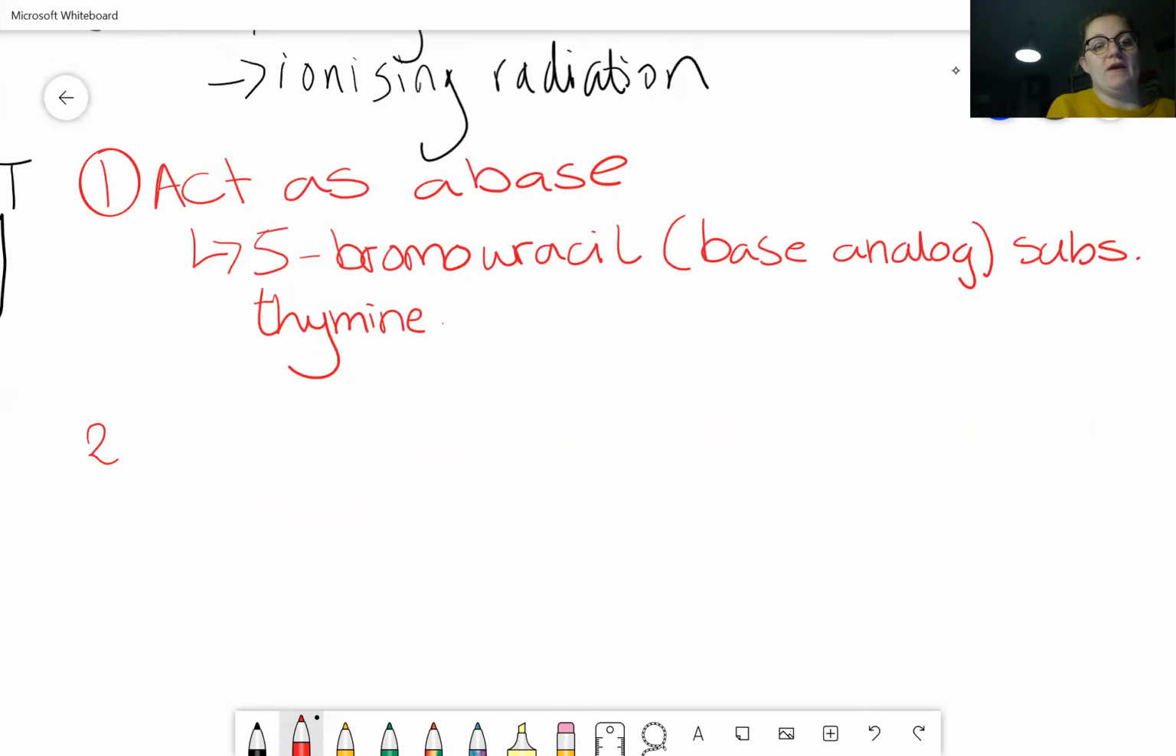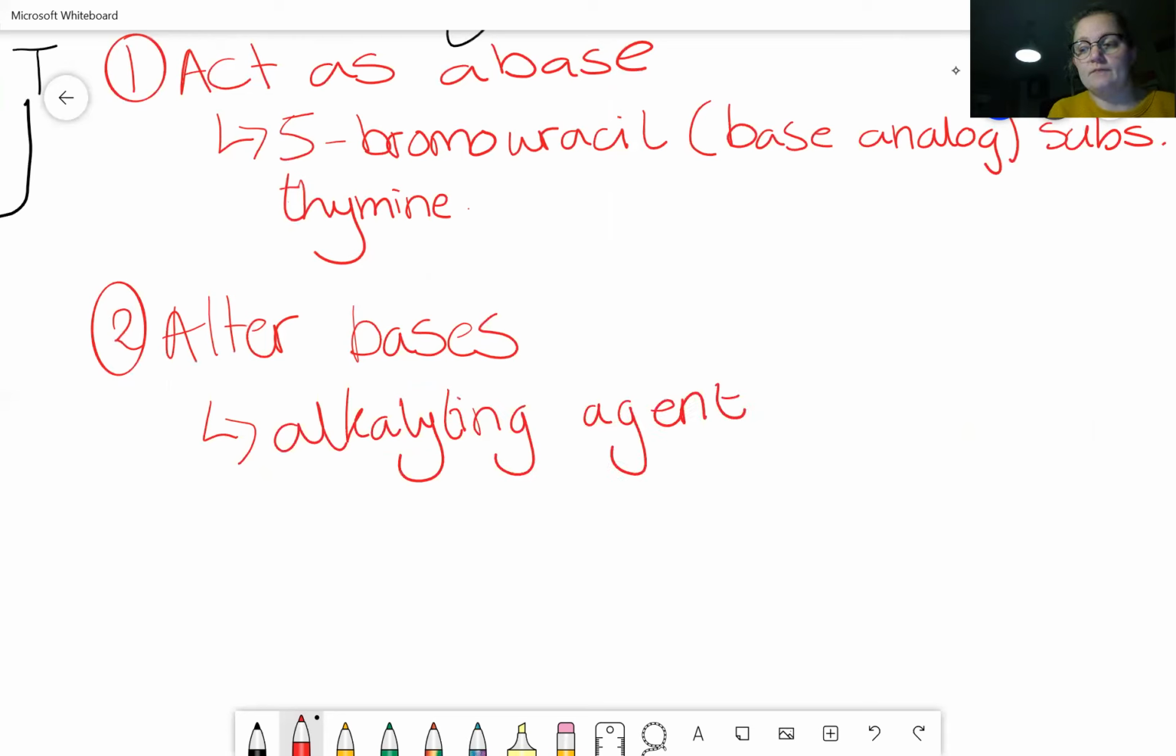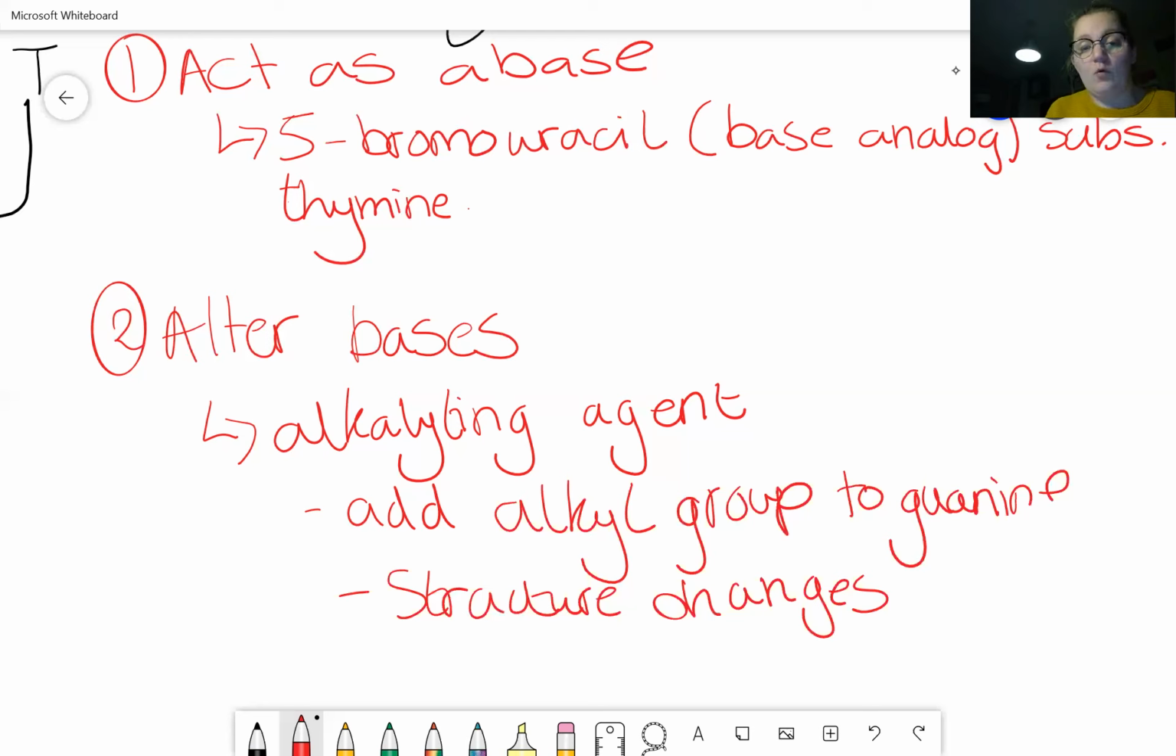Mutagenic agents can also alter bases. Some chemicals can actually delete or alter bases. An example of this would be an alkylating agent. What these do is they add an alkyl group to the DNA, to our guanine in particular. When we do that, that changes the structure, and that causes guanine to pair with thymine instead of cytosine.